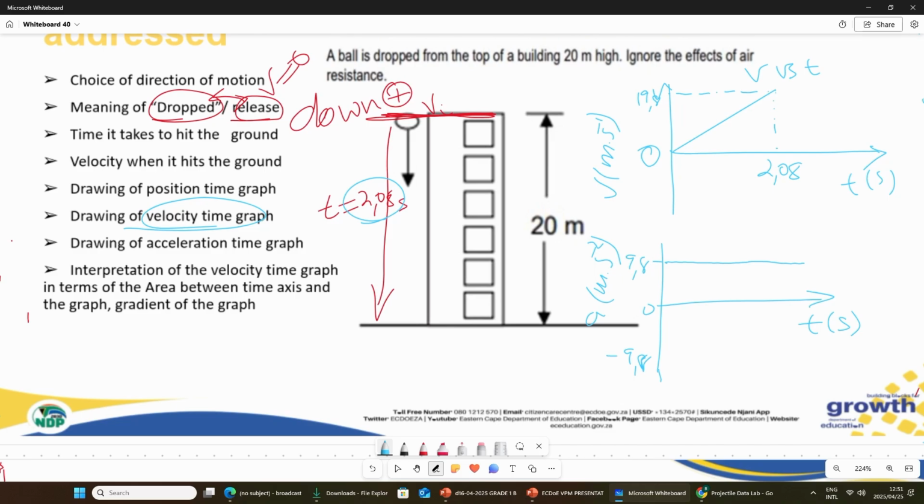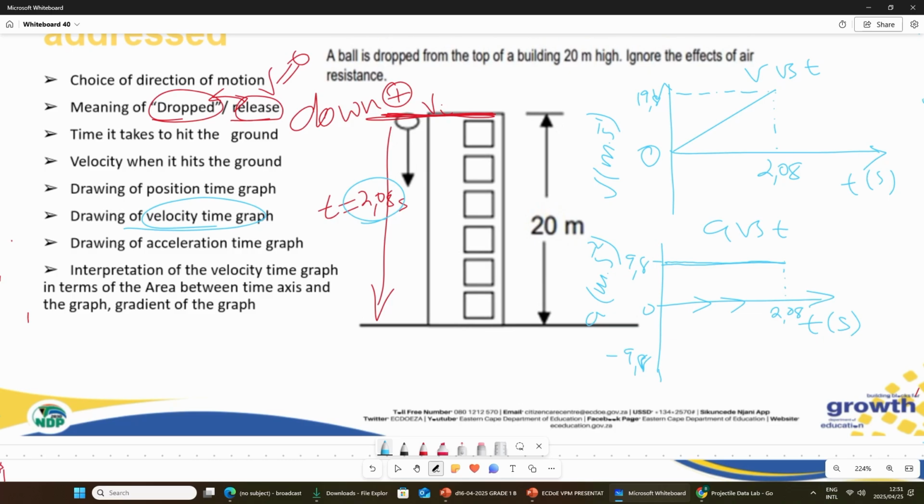That means as the time is changing here, the acceleration is not changing, up until it reaches the time of 2.08. So that's how our acceleration versus time graph is supposed to look for this particular scenario.